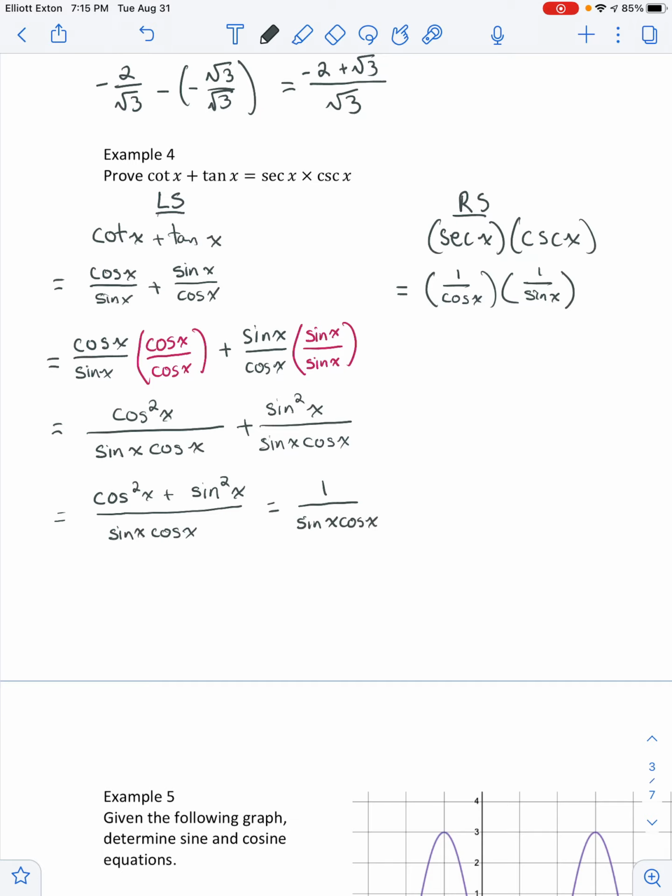And now to make this really obvious that this is the same as my right side, we're actually equivalent at this point, but we'll just break up the fraction. So this is 1 over sine x multiplied by 1 over cos x. These are equivalent. My left side and my right side are the same. And we're done.